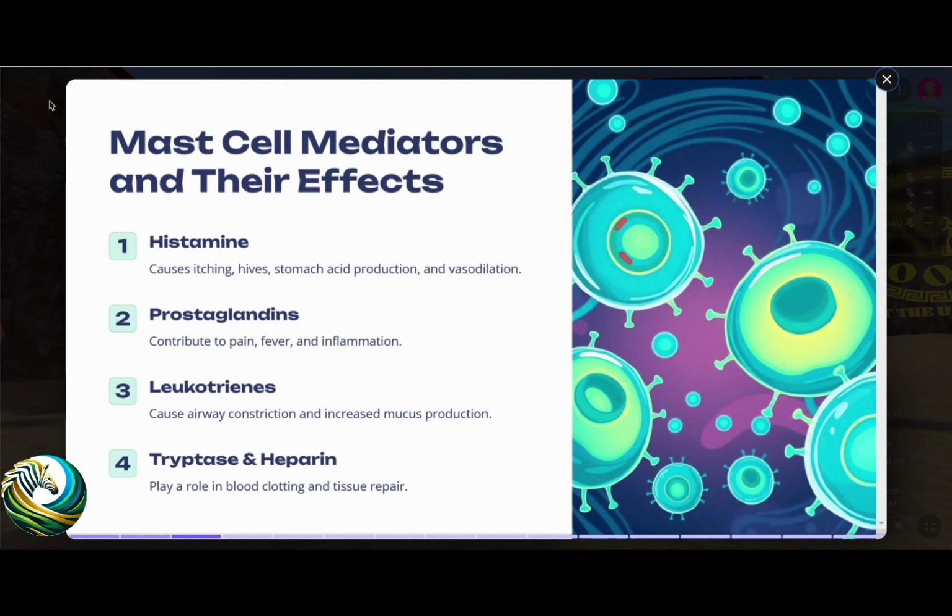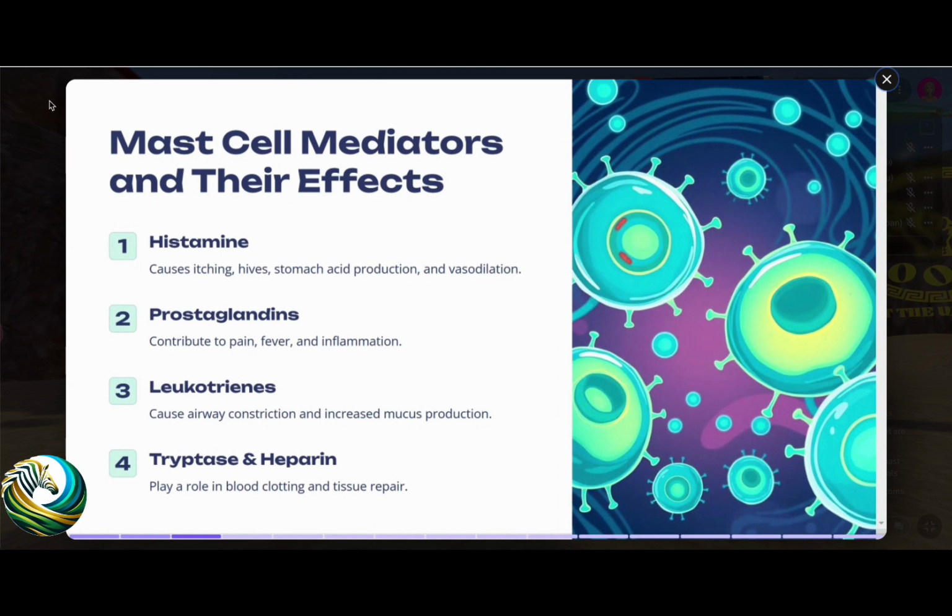The other mediator is prostaglandin. It is the pain and fever mediator. It increases pain sensitivity, triggers fever and body aches, and causes inflammation and swelling. The third one is leukotriene. Leukotrienes are responsible for airway constriction, leading to asthma-like symptoms and shortness of breath when the body produces a lot of it. It also increases mucus production, making breathing more difficult. Another mediator is tryptase and heparin. They're responsible for blood and tissue repair. Tryptase can break down protein and contribute to inflammation, whereas heparin is a natural blood thinner, which can lead to easy bruising and excessive bleeding in some people with MCAS. Slow healing. Yeah, that's why.